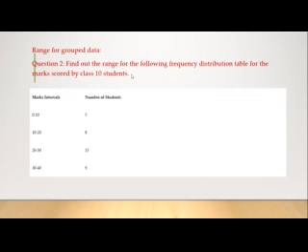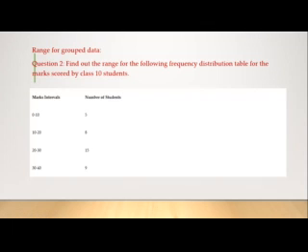Similarly, let's come to grouped data. Let's assume there is a problem given: find the range for the following frequency distribution table for the marks scored by class students. Let's assume you have marks in rows of 0 to 10, 10 to 20, similarly 20 to 30 and so on, and the number of students, here 0 to 10 is 5, and 10 to 20 is 28, and so on, given here.